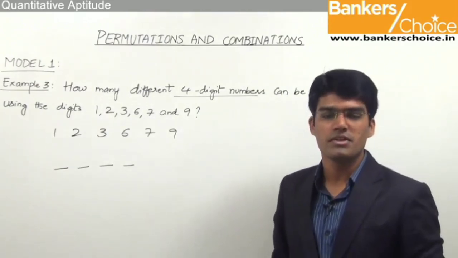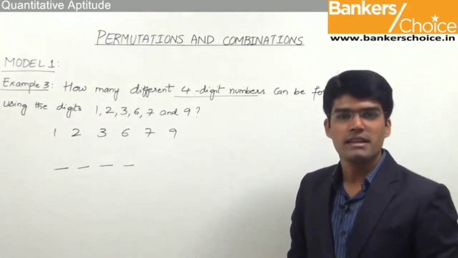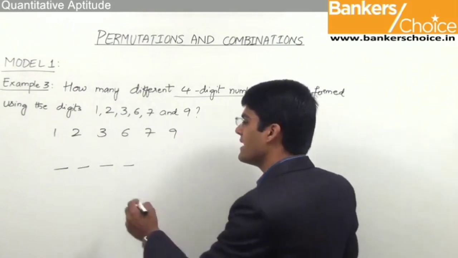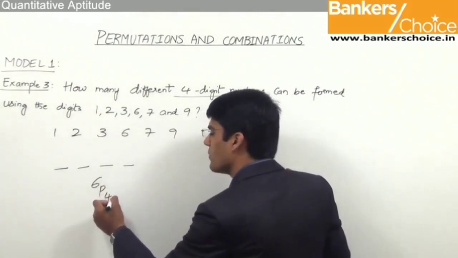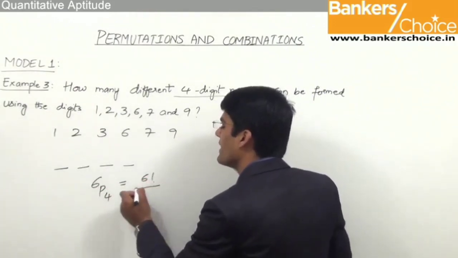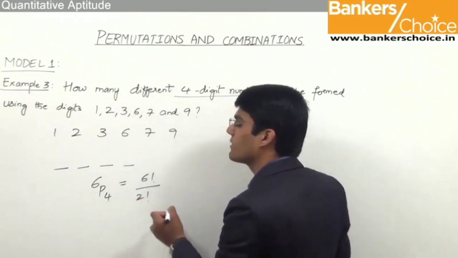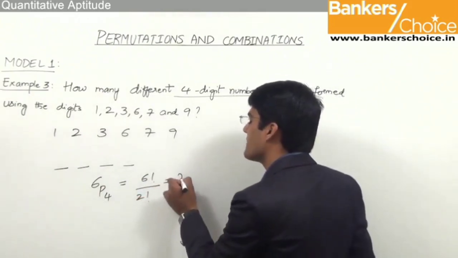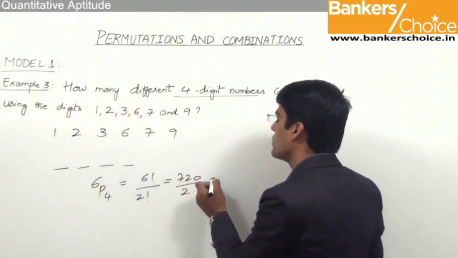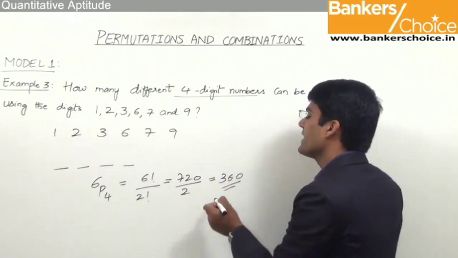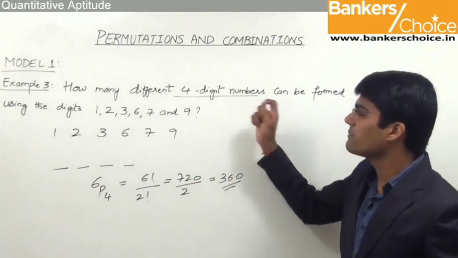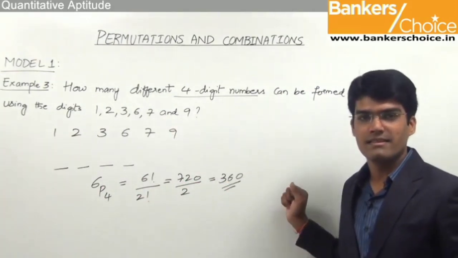So the number of permutations, or the number of 4-digit numbers that can be formed using these 6 digits, can be given as 6P4, which is equal to 6 factorial by (6 minus 4) factorial, that is 2 factorial. 6 factorial we know is 720, divided by 2 factorial, which is 2, which is equal to 360. So we can say 360 4-digit numbers can be formed using these 6 digits.